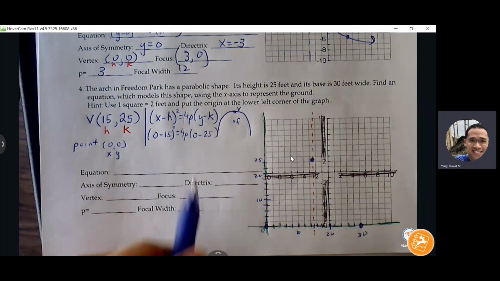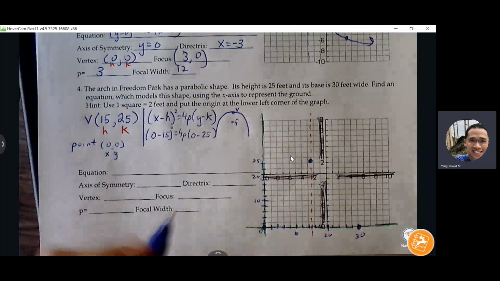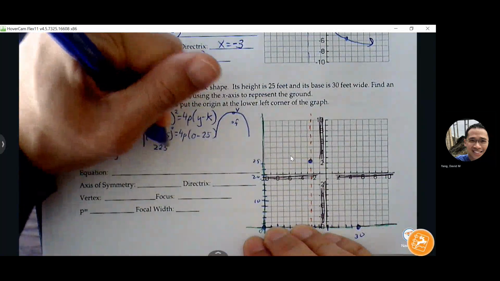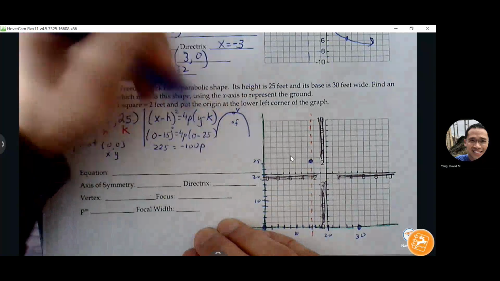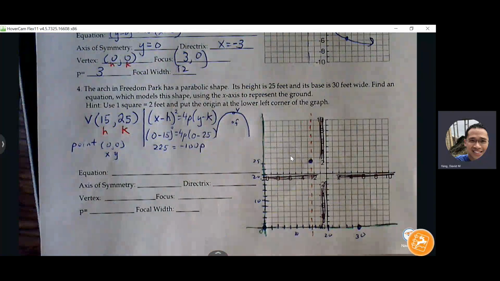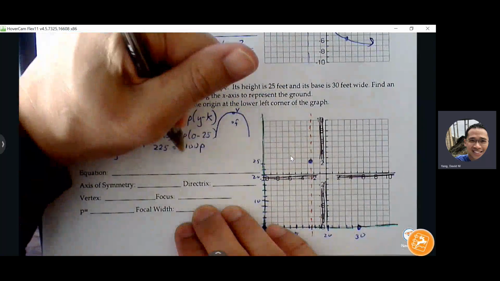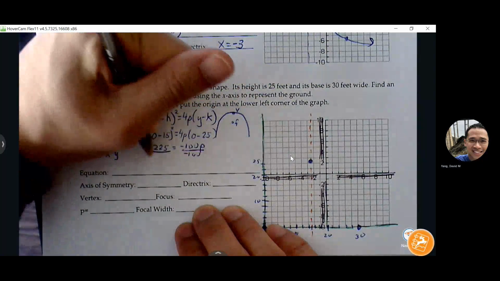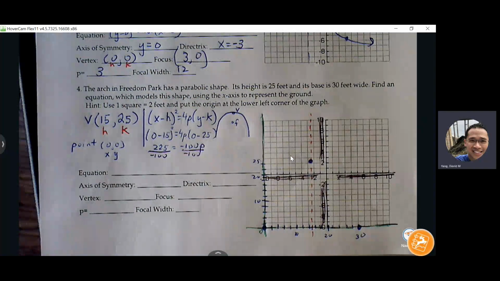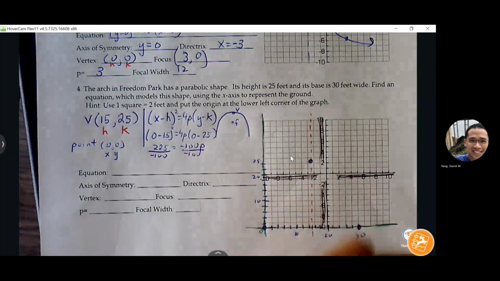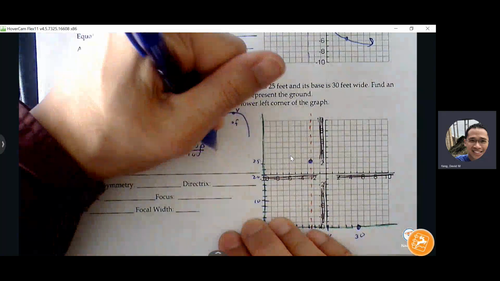15 squared is 225. 4 times negative 25 is negative 100. Divide both sides by negative 100. I can get my p-value. So p is negative 2.25, or negative 9 fourths.